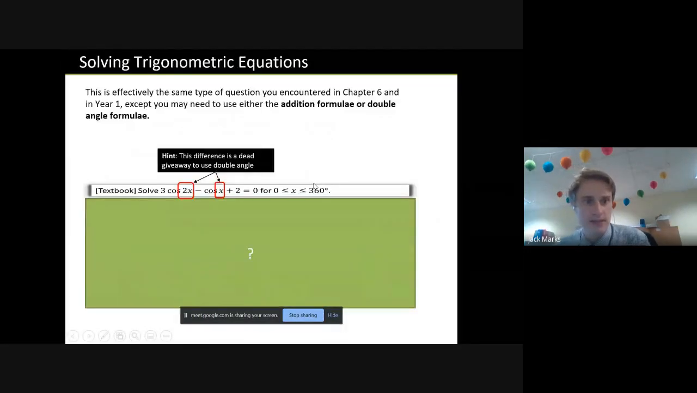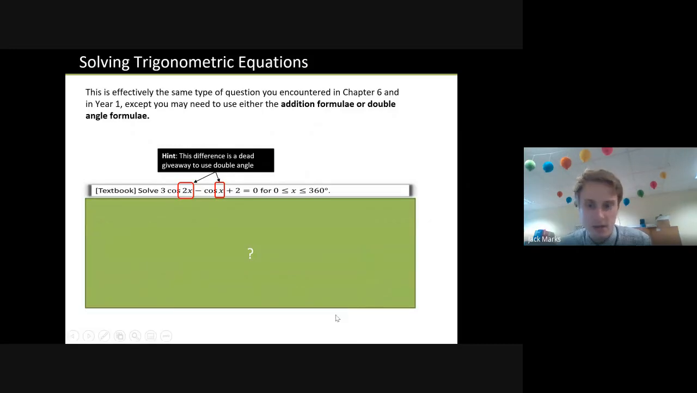Okay, this is section 7D. So we've seen the double angle rules. We should be able to use those now, as well as the addition formula. So let's have a look at some questions and how we can use these to solve equations.